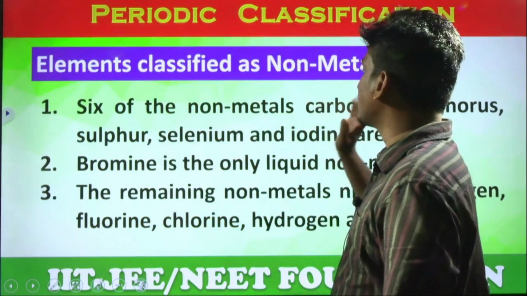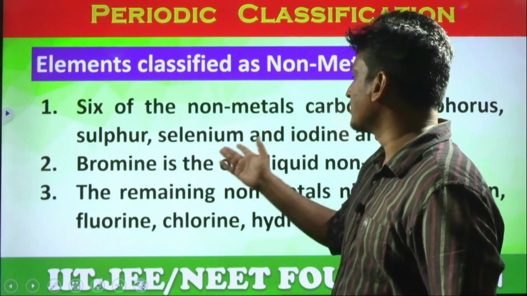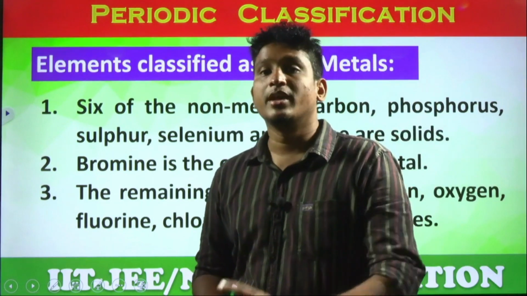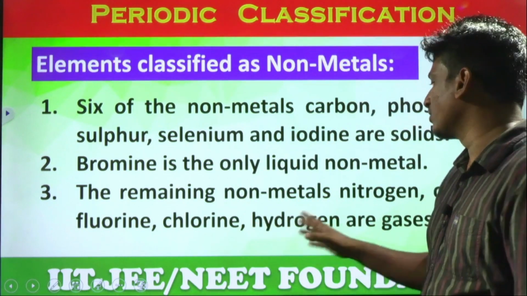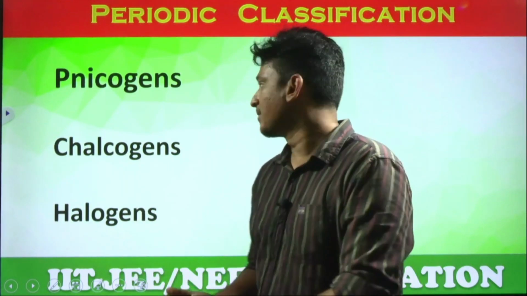Next, elements classified as non-metals. Non-metals like sulfur, carbon, phosphorus, selenium, iodine are solids. Bromine is the only liquid non-metal. Mercury is the only liquid metal. The remaining non-metals, nitrogen, oxygen, fluorine, chlorine, hydrogen, are gases. A majority of the metals are solids.